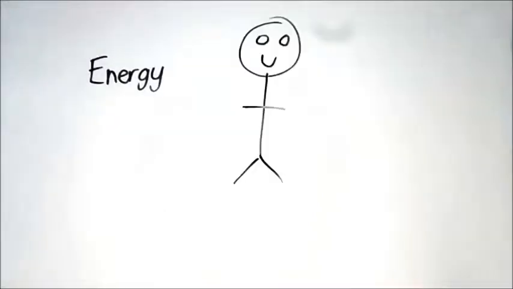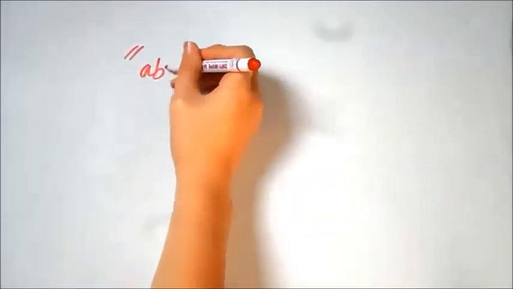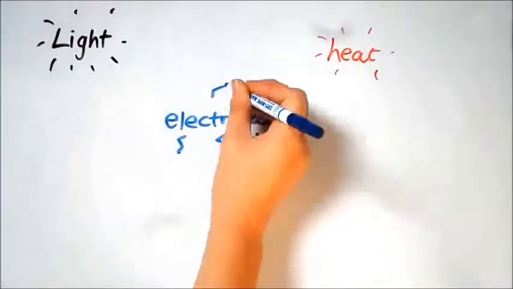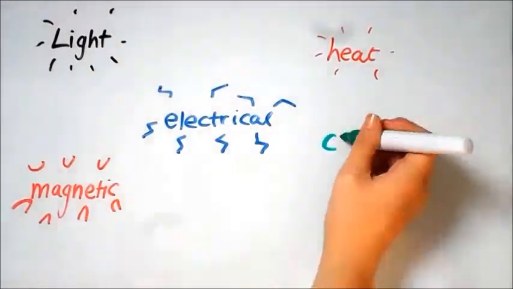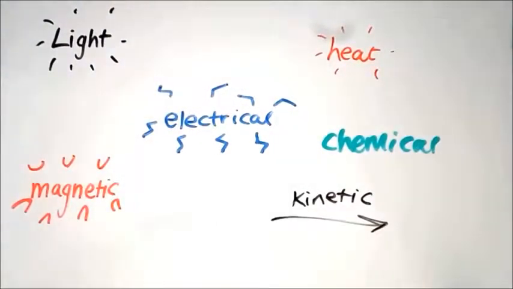Energy. Everybody needs it or we die. It's defined as the ability to do work. It's measured in joules. Something you should know is that energy exists in many different forms, like light energy, heat energy, electrical energy, magnetic energy, chemical energy, kinetic energy, etc., etc.